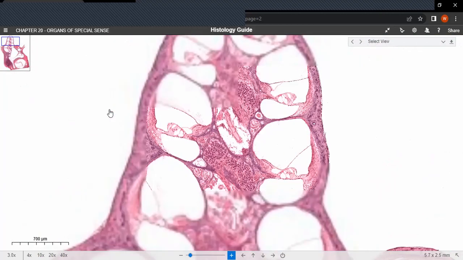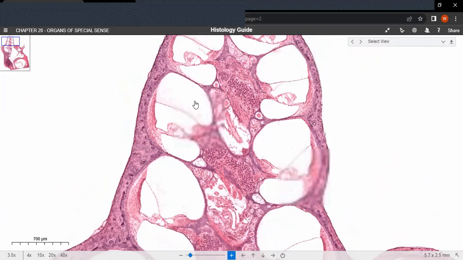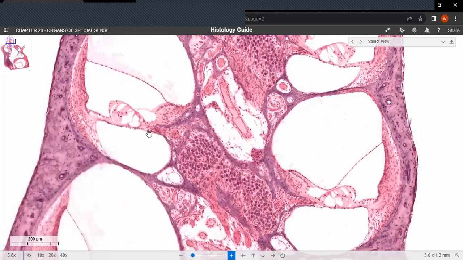Let's zoom out. This is the spiral lamina. Attached to the spiral lamina is the basilar membrane. Sitting on the basilar membrane is the organ of Corti. You can see it does not sit on the basilar membrane the whole extent. There is this extent where it does not sit, and this extent where it does not sit.